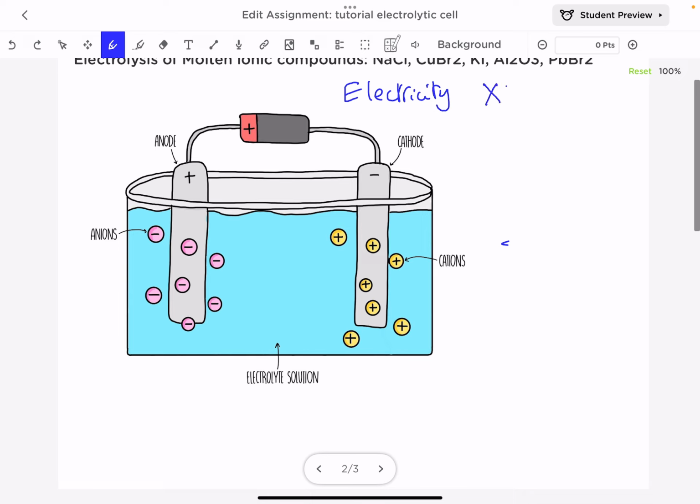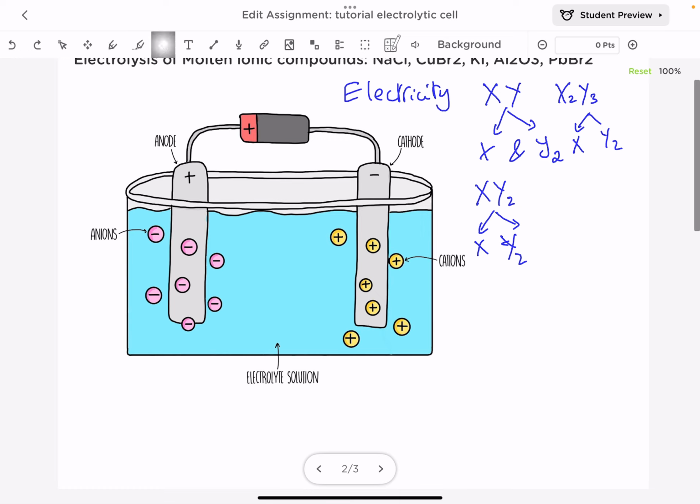So if I have a compound XY, electricity is going to break it into X and Y, most of the time Y2. Now, if I have X2Y3, it's going to break it into X and Y2. If I have a compound XY2, it's going to break it into X and Y2, etc. So it's always breaking the compound into a metal and a diatomic non-metal molecule, in most cases.